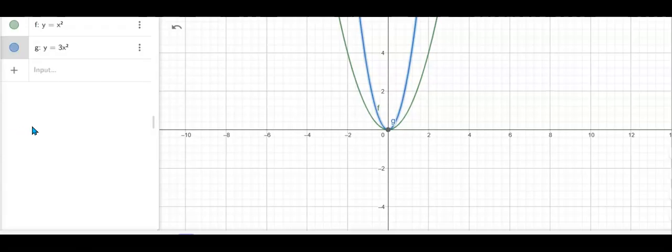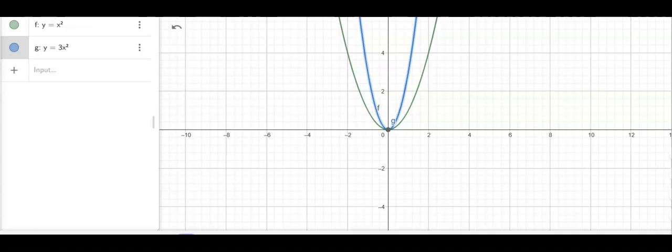To save your time, I already plotted y equals 3x squared using the GeoGebra graphing calculator, and this new one is our blue colored graph. Our parent function y equals x squared is the green one. As you can see, when the parent function is multiplied by a equals 3, this new graph, the blue one, is closer to the y-axis.